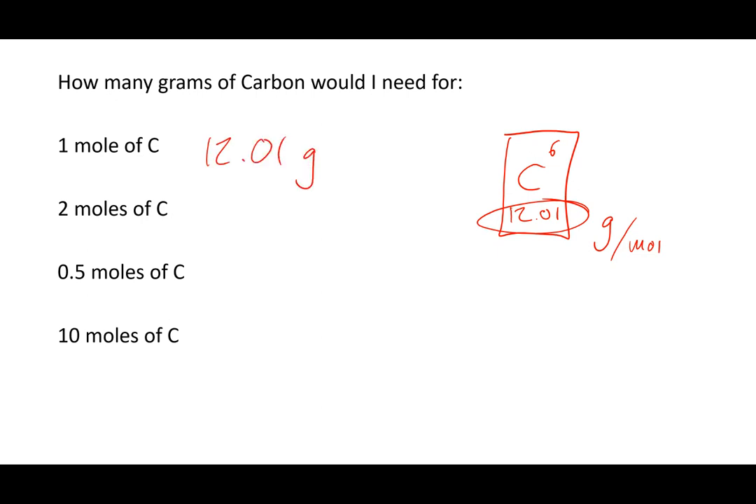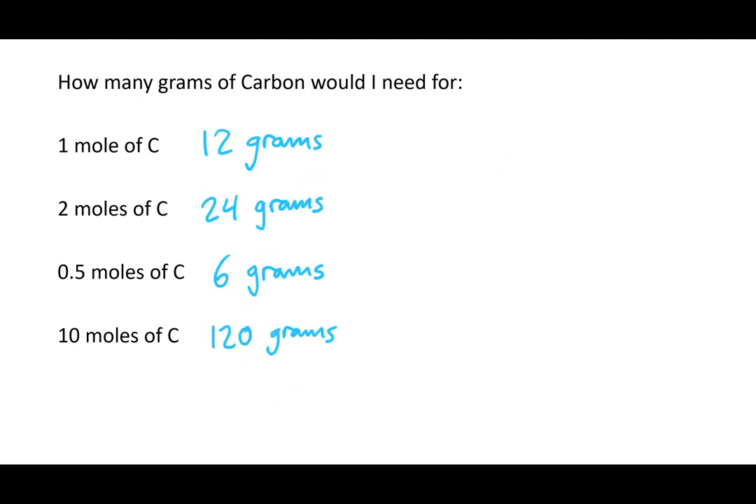Easy enough. Multiply it by 2, you get 24. Halve it, you get about 6. And then multiply it by 10, you get 120 grams. Easy enough.